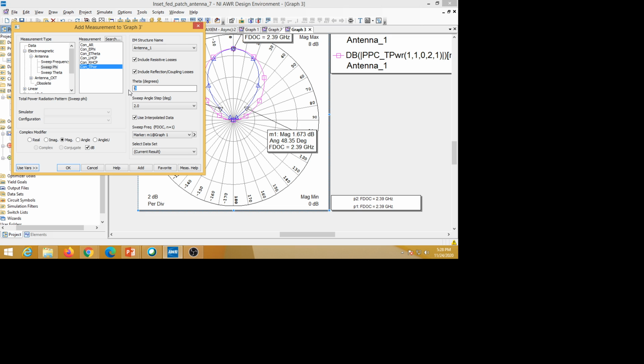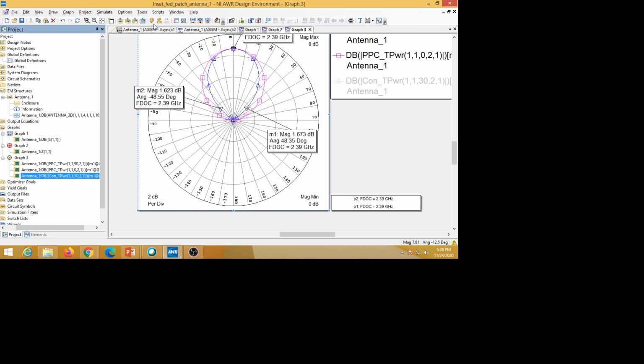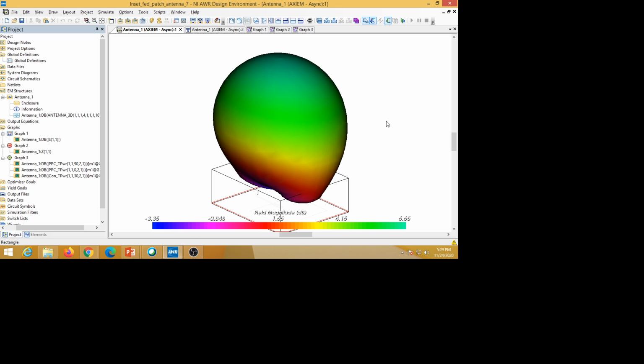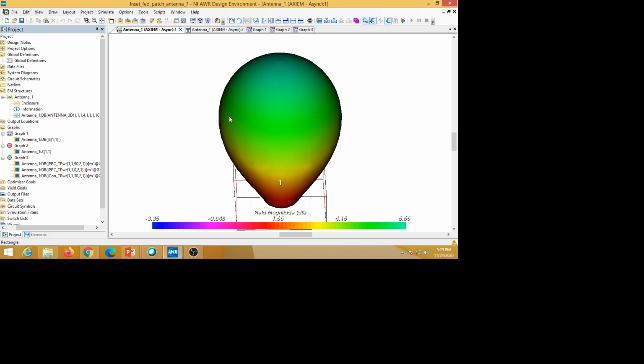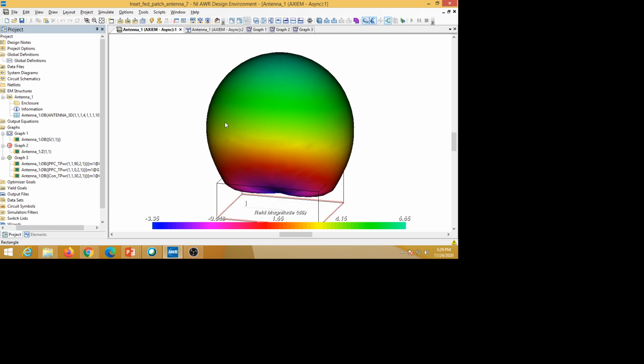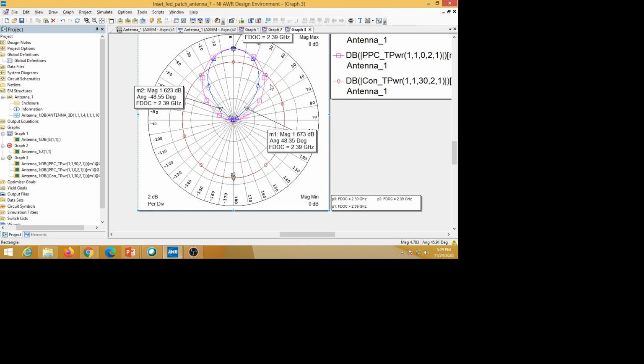Theta 0 degree, instead of 0 degree I am taking 30 degrees. You can take 0 degree and see also. You can simulate here. You see this circle comes here, phi varied at theta 30 degrees. That means we are taking a horizontal cut at theta equal to 30 degrees. It looks approximately like a circle, because if you take the horizontal cross section of this, it looks like a circle.